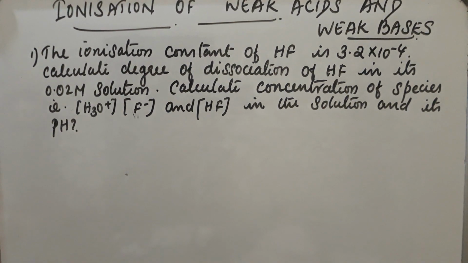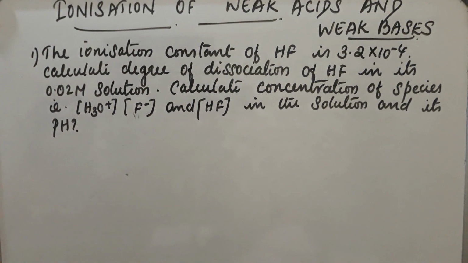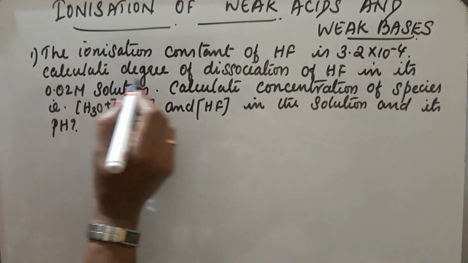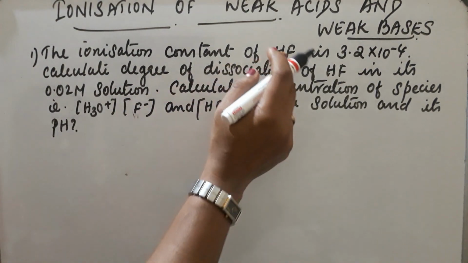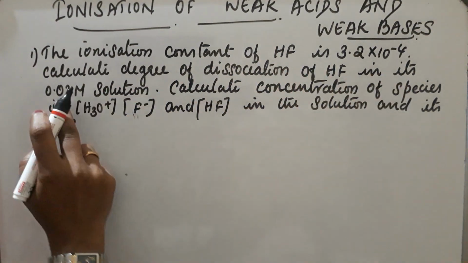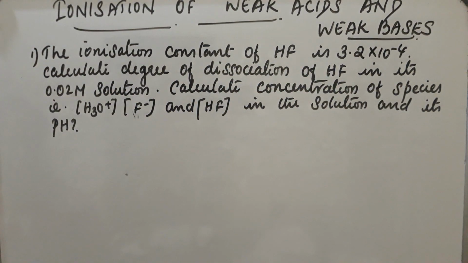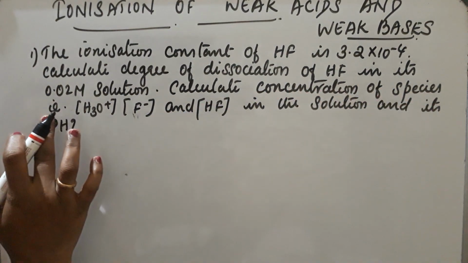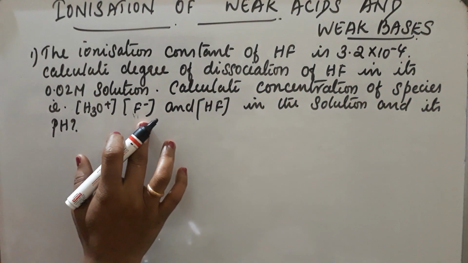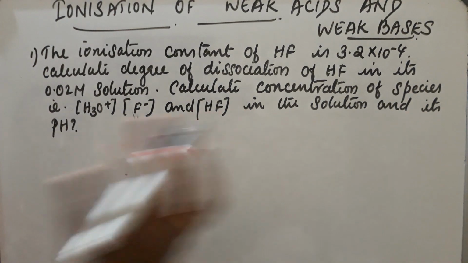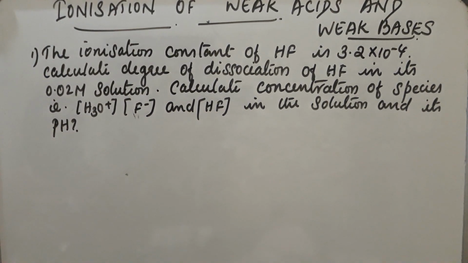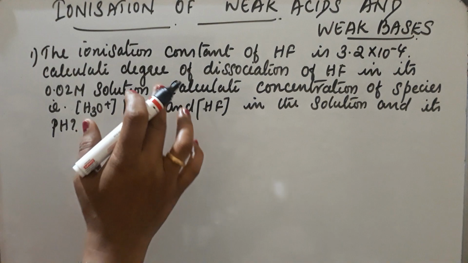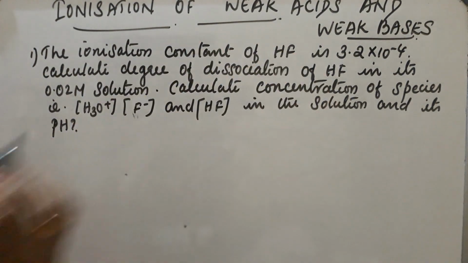So the problem is, the ionization constant of HF is 3.2 into 10 raised to minus 4. Calculate degree of dissociation, that is alpha, Ka is given, of HF in its 0.02 molar solution. So C is also given. Now calculate the concentration of the species, that is H3O plus, F minus and HF in the solution, and its pH. So first step, identify the acid. Acid is HF, hydrofluoric acid.